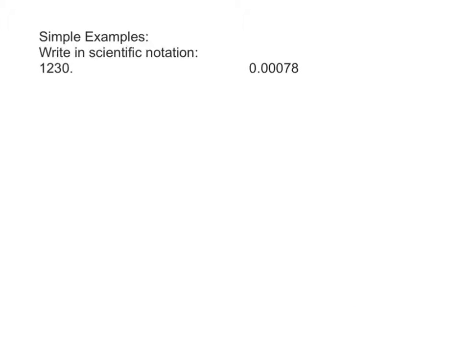So, scientific notation uses indices to help us write numbers like the ones that I've got on this page here. So let's have a look at how that's done. The first number I've got is 1,230. If I rewrite that like this as 1.230 by 1,000, then that's worth the same amount.